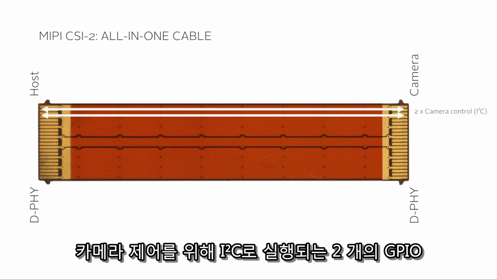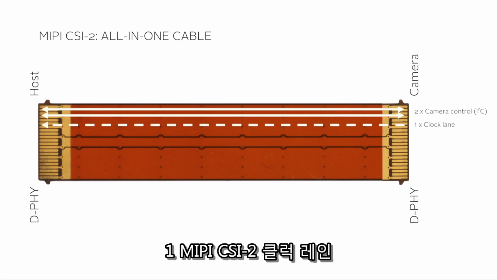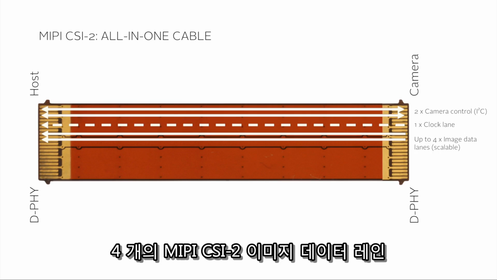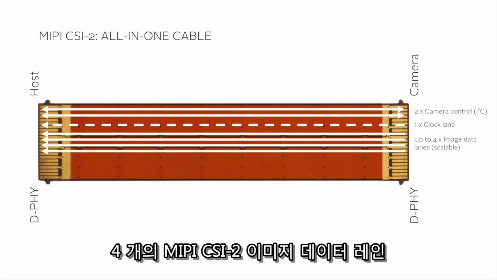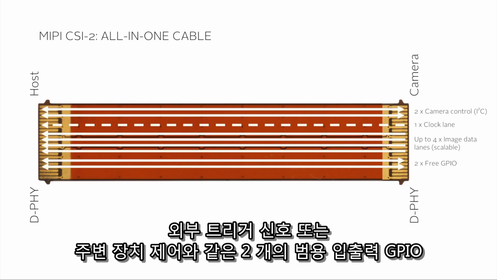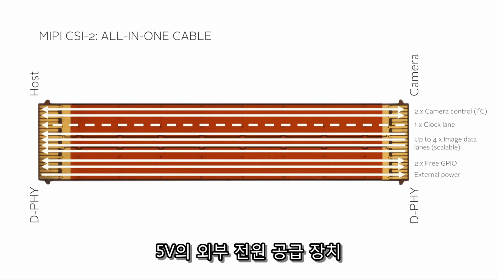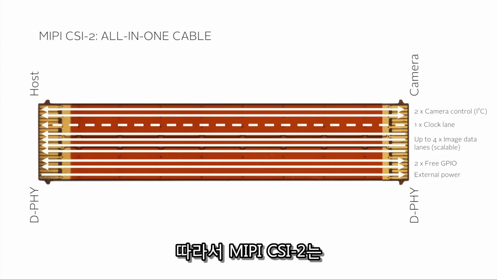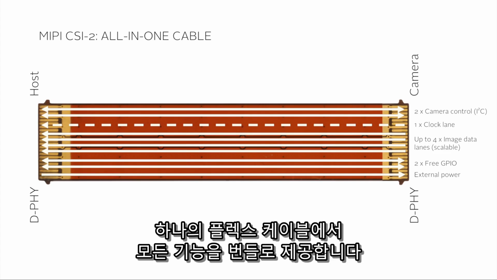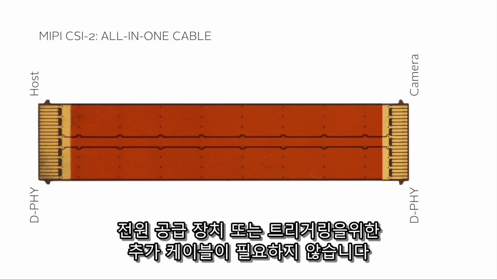2 general-purpose input-outputs running as I2C for camera control, 1 MIPI CSI2 clock lane, 4 MIPI CSI2 image data lanes, 2 free general-purpose input-outputs, for example for external trigger signal or peripheral control, an external power supply with 5 volt. So MIPI CSI2 bundles all functions within one flex cable. No need for additional cabling for power supply or triggering.